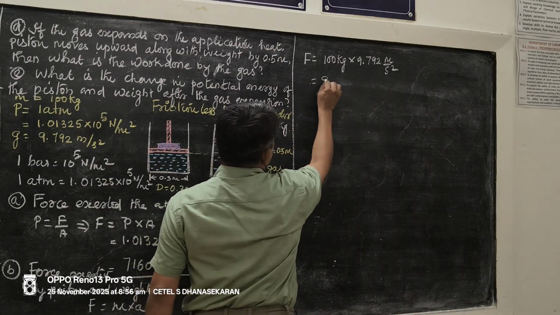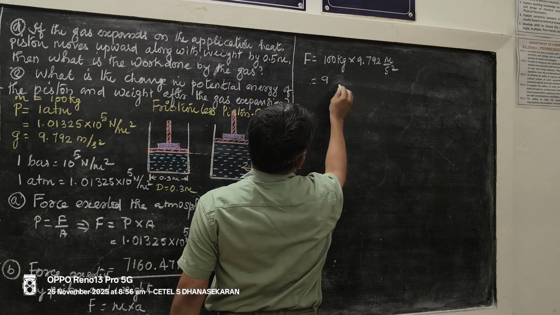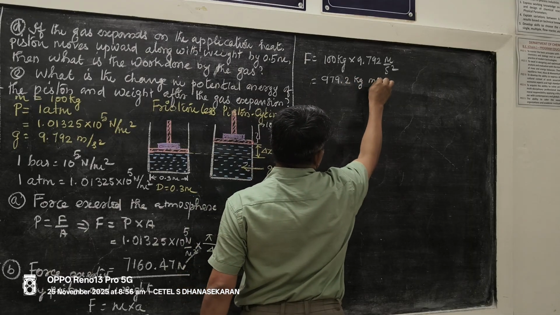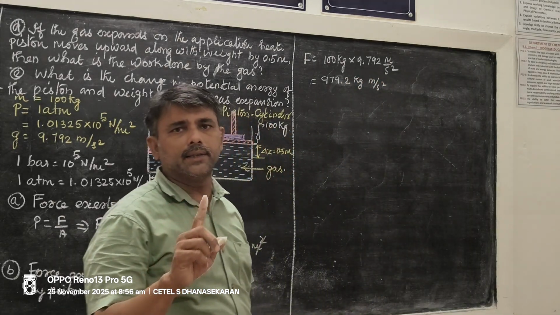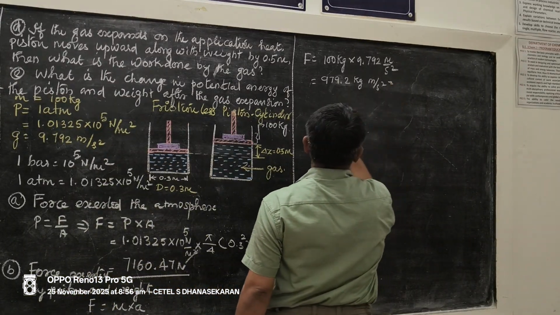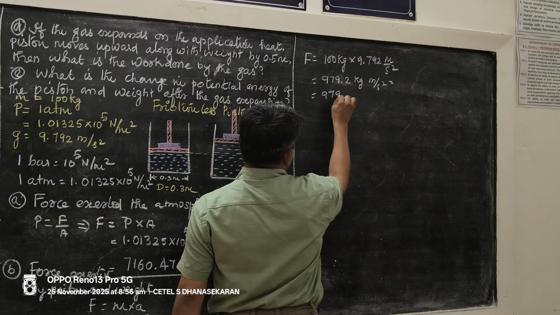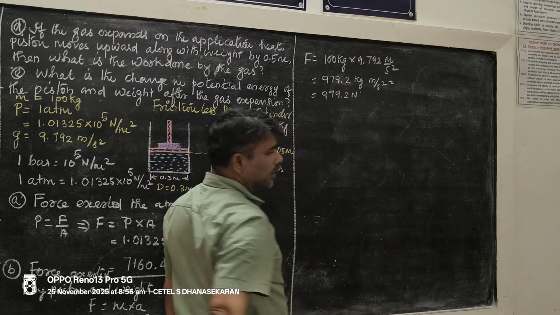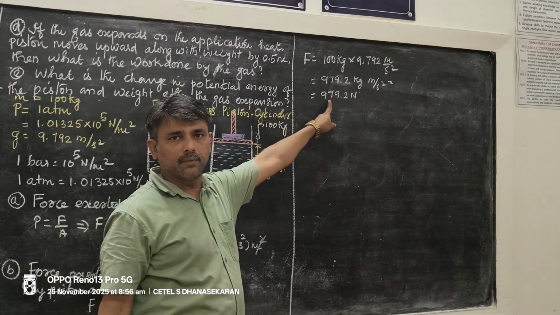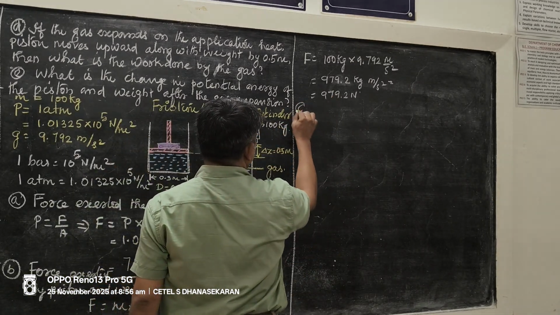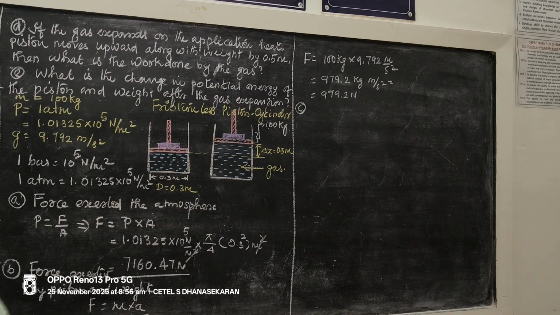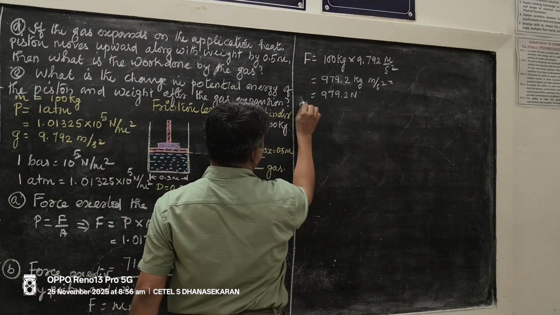The answer is equal to 979.2 kg meter per second square. 1 kg meter per second square is equal to 1 Newton. Hence, this answer is equal to 979.2 Newton. This is force exerted by the piston and weight. Answer for third question, total force exerted. What about the total force?